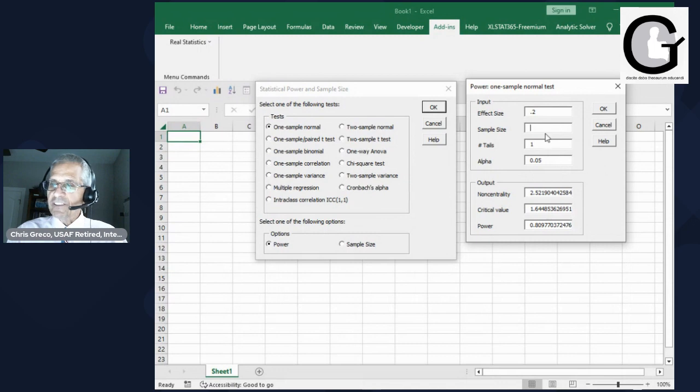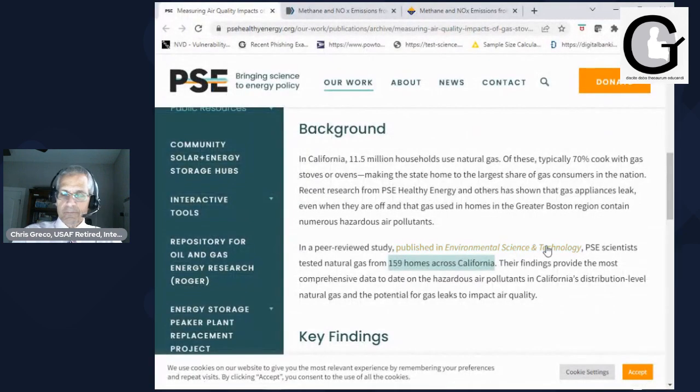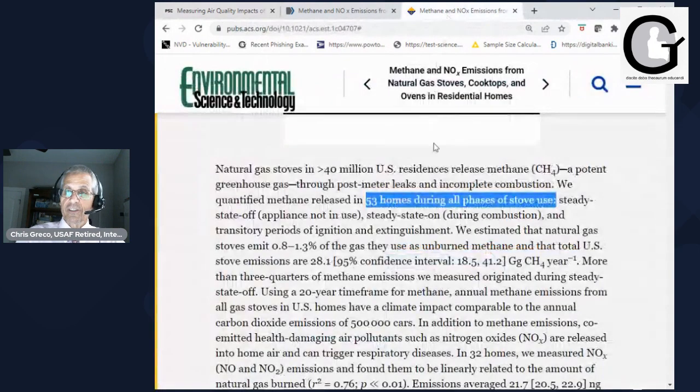So basically, if I say 53 here, and now I'm at 0.42, which is abysmal for statistical power. That's why whenever we go through this stuff, we have to sit back and say, okay, 159 versus 53, that's a heck of a difference from the standpoint of sampling.